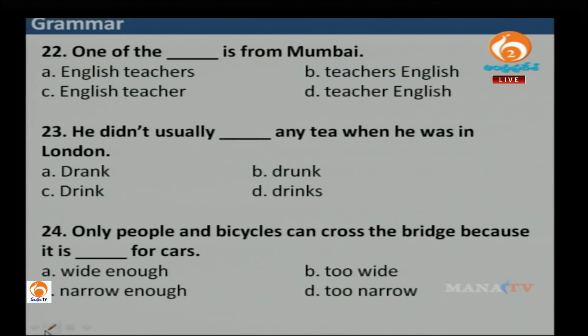Only people and bicycles can cross the bridge because it is too narrow, sorry. I didn't read the question properly. So too narrow for cars. For a car, the bridge is too narrow, but it's narrow enough for a person and bicycles. All right, that's what I meant to say.